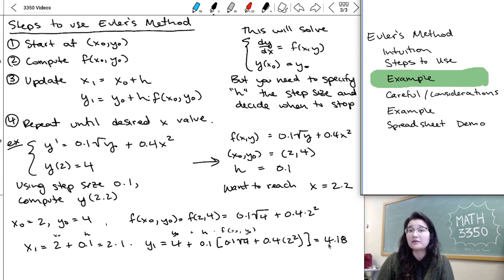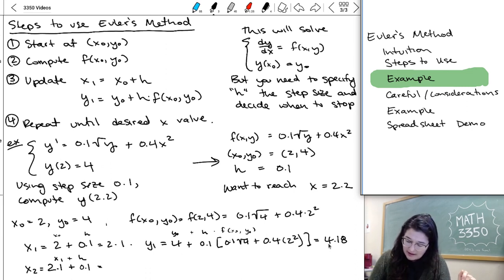You will need a calculator to do these problems. I'm only at x equals 2.1, so I have to keep going. I repeat until I reach my desired x value, and that's 2.2. So if I do the same thing, x2 is going to be what was my previous value. Last time I had 2.1, so I go ahead and put that in. And then I add on the step I'm taking, 0.1. So I plug in x1 plus h. And that's going to give me 2.2 now, which is great. That's the x value I'm going to. So as soon as I update my y, I'm done.